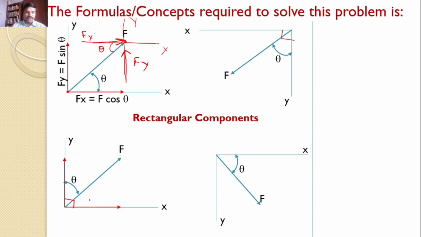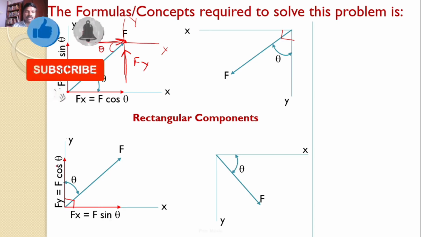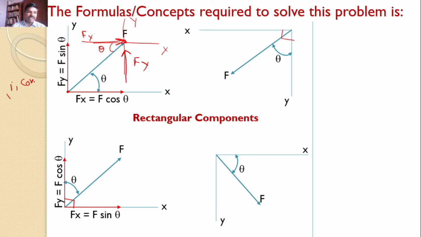And what is the magnitude of the forces? Since this F makes an angle theta with the y-axis, the y component becomes cos because it is adjacent, and the other component becomes sine. This is a thumb rule you can find. The first thumb rule, all forces must be either convergent or divergent. The second thumb rule is the adjacent side component becomes cos. Since this force makes theta with the y-axis, the y component becomes F cos theta.